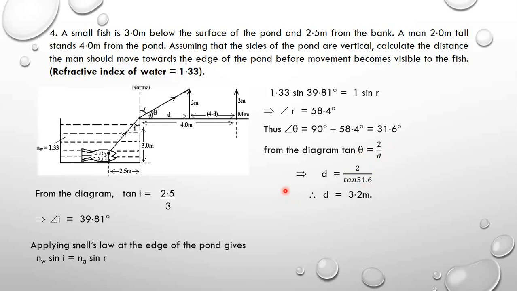3.2 meters. So after getting that d as 3.2 meters, remember we want to get the distance that this man must move from where he was up to that point where he will be seen by the fish. So it means that this man will have to move 4 minus d meters, which is 4 minus 3.2, which will give us 0.8 meters.